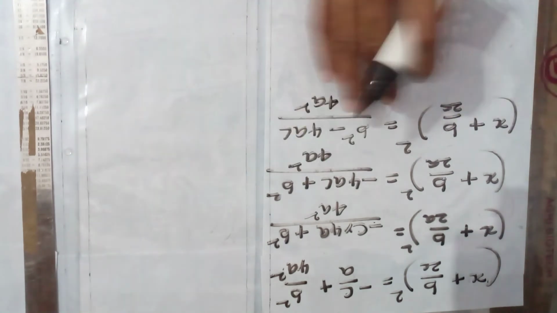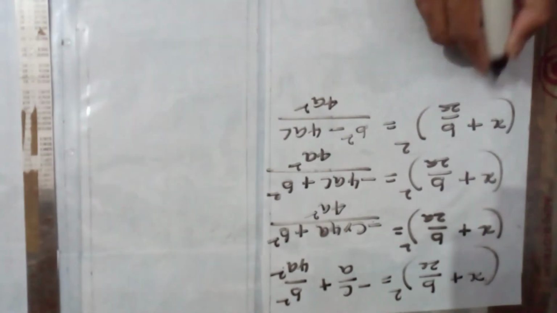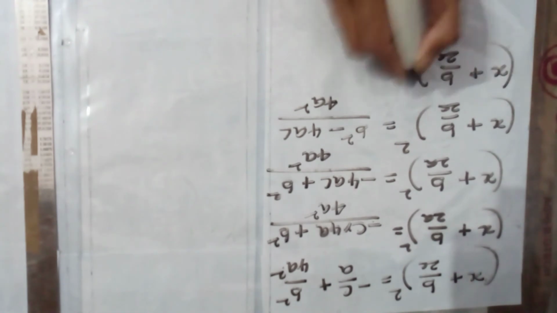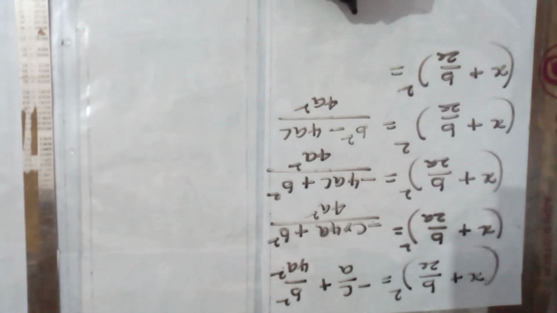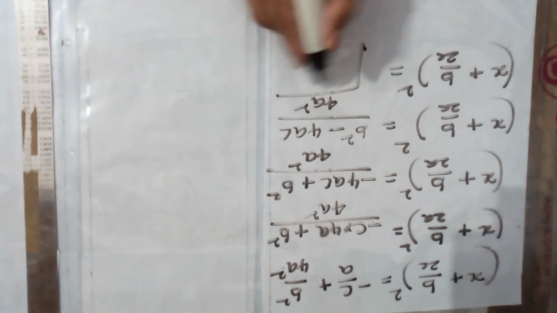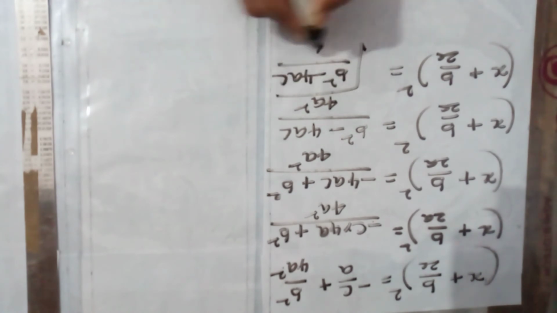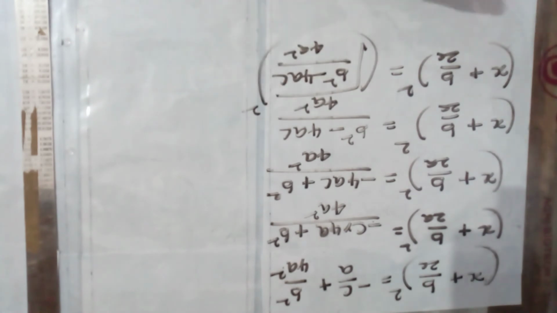Now here the LHS is in the form of a square, and the RHS can also be written in the form of a square. That's the reason I will write x plus b by 2a whole square is equal to, to cancel the square, I need to take the square root. Then my equation will be the same, and as per the requirement, the answer will also be the same.